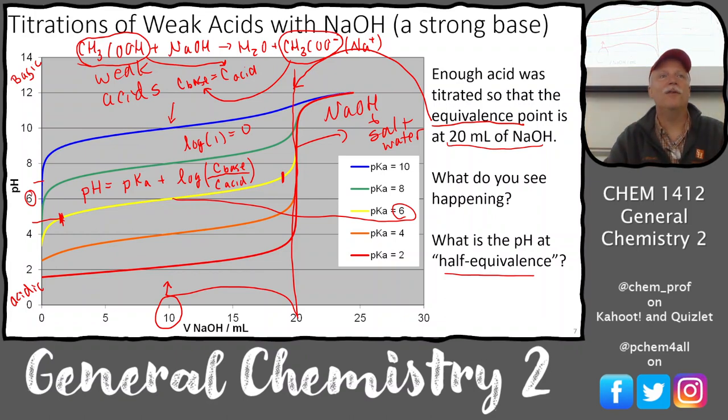That's what we mean by buffered. So this middle region is a buffer solution. I'm adding lots of base and the pH isn't changed. So the pKa is also the ideal spot for a buffer. So if I wanted to make a buffer that was buffered around a pH of 6, then I would use an acid that had a pKa of 6. And in that middle region, this is the buffering region.